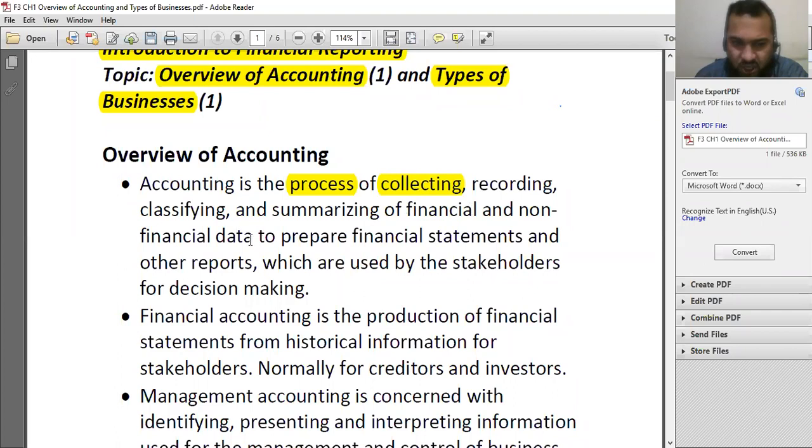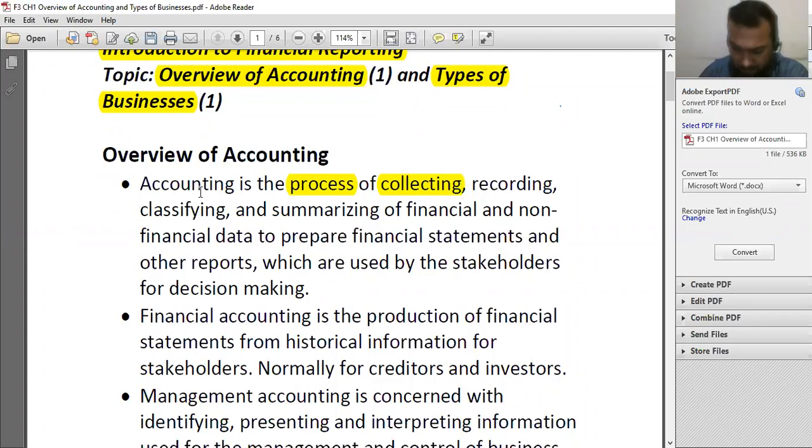Collection of financial and non-financial data. If you look, one is accounting, another one is financial accounting. So what is the difference between these two? Accounting is not only covering the financial, it also covers other activities. For example, management accounting, taxes, audit. All these things are linked with the accounting field. Therefore I have included the non-financial also in the accounting definition, meaning in accounting you will collect financial data and also non-financial data.